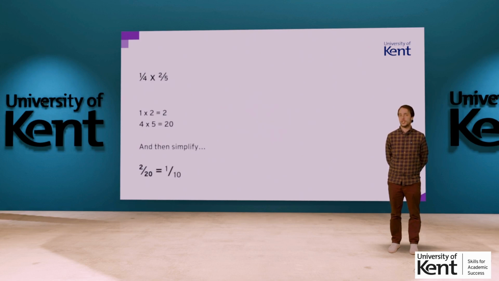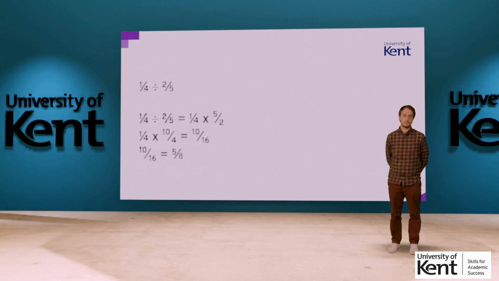Finally, multiplication and division. With the knowledge we have so far, the multiplication of fractions is simple. To resolve 1/4 multiplied by 2/5, we simply multiply the numerators by each other and the denominators by each other. So 1 times 2 and 4 times 5. This gives us 2/20, which we can then simplify down to 1/10, as 2 goes into both of those numbers.